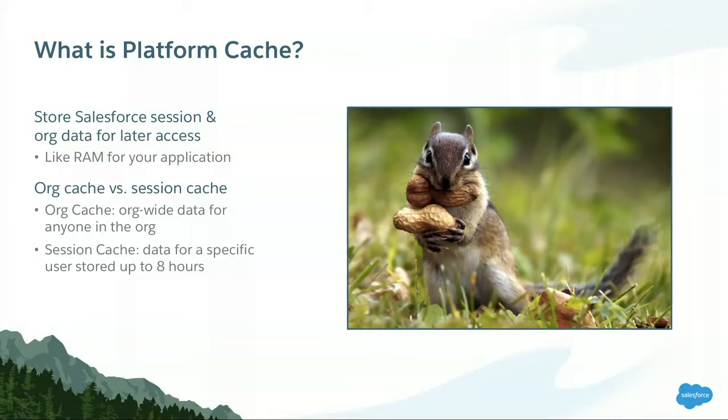There are two different types of platform cache: the org cache and the session cache. Org cache is org-wide data that's available for anyone in the org. The session cache is data specific to a particular user, and it expires within 8 hours or when the session expires for that user.